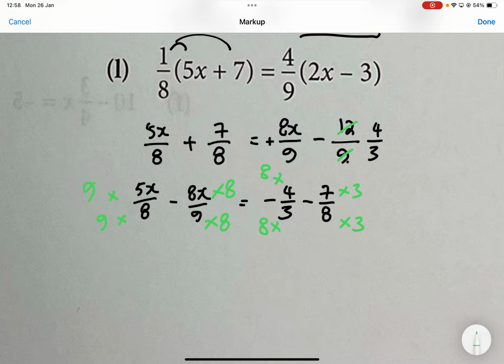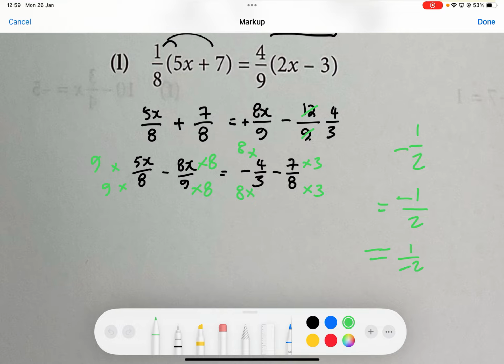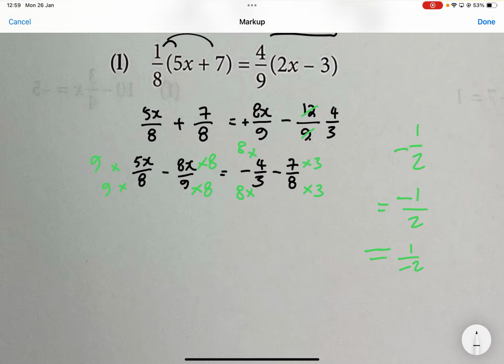Okay. Then here we need to take note of this minus sign. Remember I told you all before, your minus sign can be given to the top, to the bottom, or be at the side. So in this case, I want the bottom to be the same. I want it to be the exact same number. So my minus, I put it to the top. Later you see, I will put it to the top. So I will have 45x over 72 minus 64x over 72.